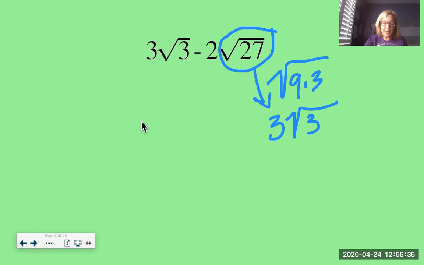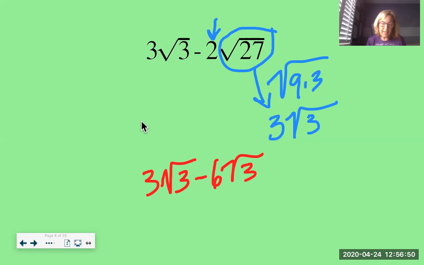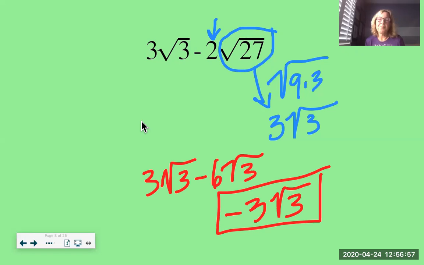But we have to do that 2 times because we have 2 of them. So 2 times 3 times the square root of 3 would give us 6 times the square root of 3. And we already had 3 times the square root of 3. And so we're subtracting these, which would give us negative 3 times the square root of 3.